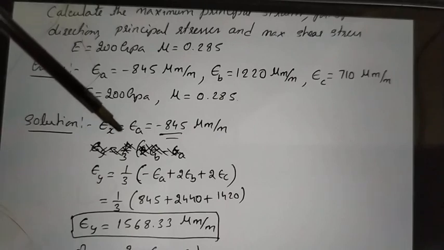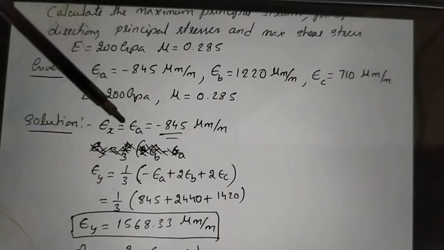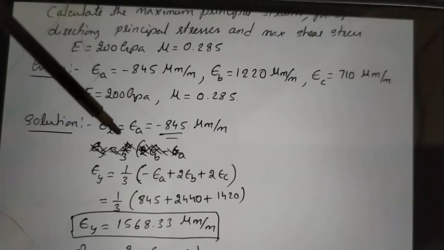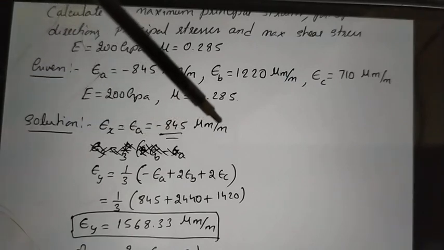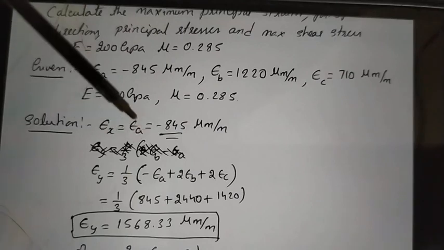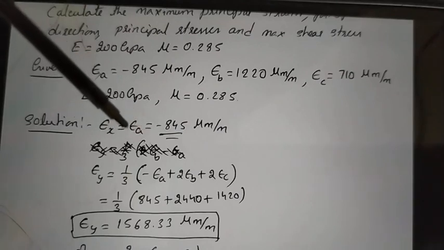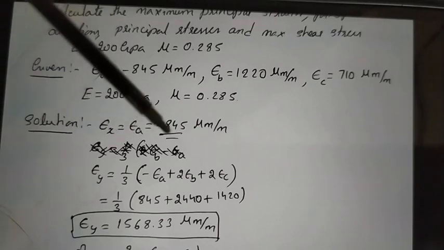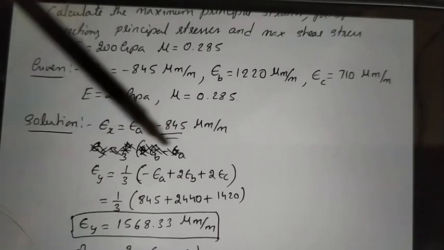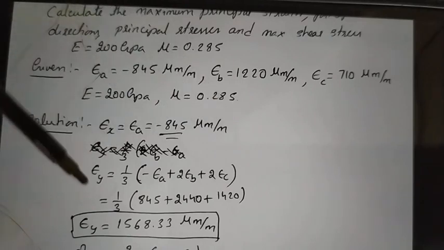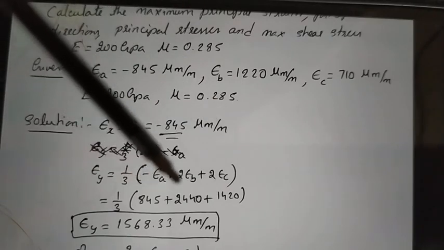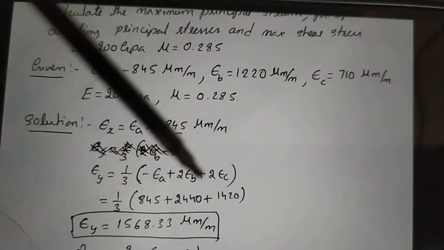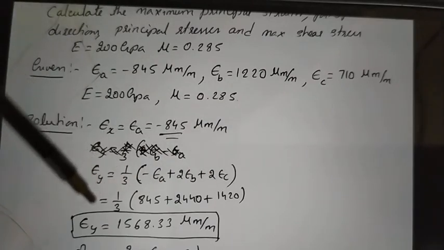Solution. So you know this epsilon A value is equal to epsilon XX, so that will be taken as minus 845 microns. This will be calculated in the delta Rosette expressions in the earlier derivation. Okay, so you have to remember this: epsilon A is equal to epsilon X, minus 845 microns. Similarly, epsilon Y is equal to 1 by 3 into this equation, which is also determined in the earlier derivation. So the same thing you have to remember here.